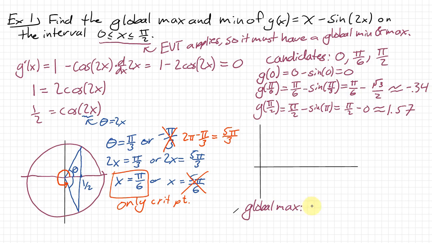So that maximum was at x equals pi over 2, and the global minimum is at x equals pi over 6.